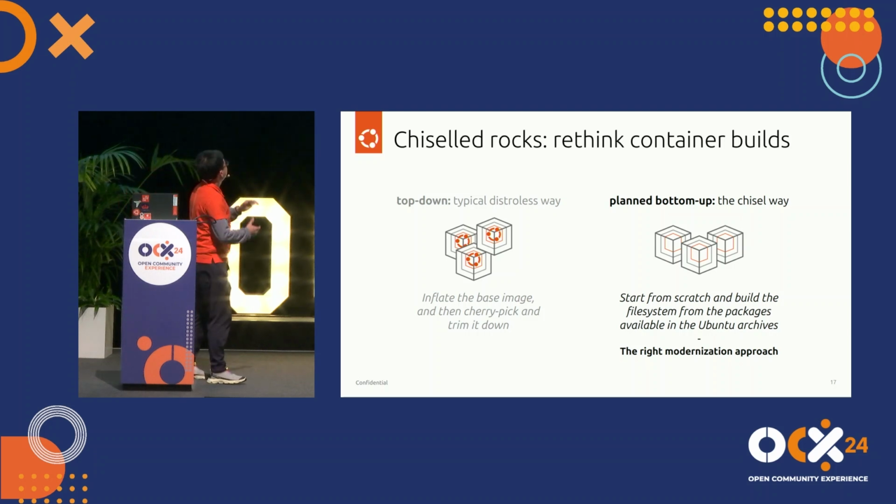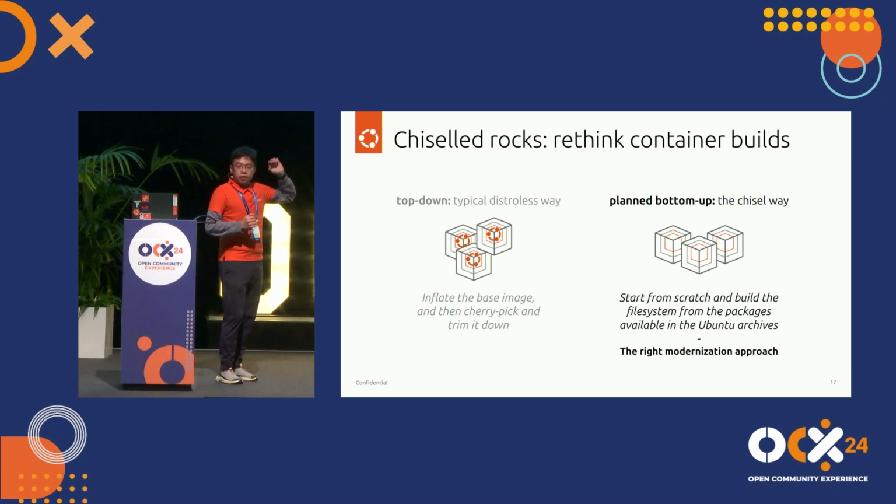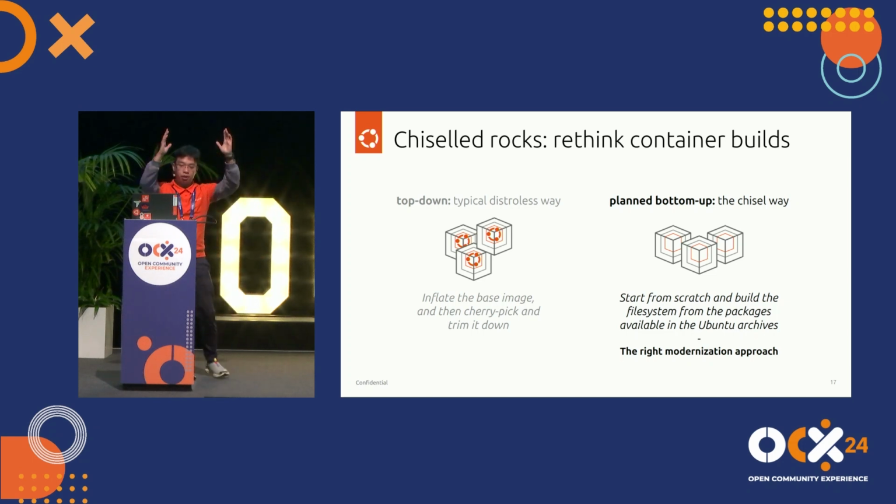As previously stated, the way we do it with Dockerfile is more of a top-down methodology. We first inflate the base image and then try to cherry-pick all the things to the target image to trim it down. But this fails when we are building low-level runtime images. Instead, with Chisel, we can do a planned bottom-up way. So we start from scratch and build a file system from the packages that are available in the Ubuntu archives. And we call this the modernization approach.